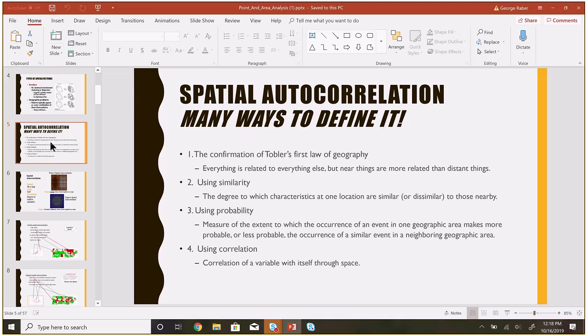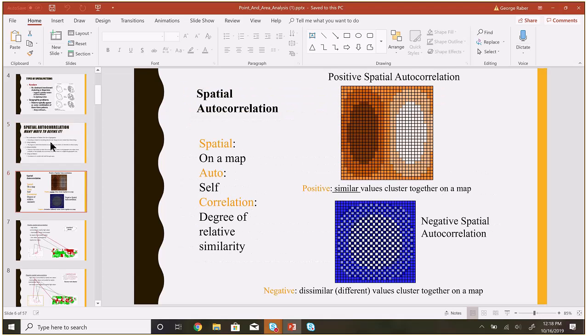Dr. Rainbow, yeah. They said that spatial autocorrelation in GIS helps understand the degree to which one object is similar to other nearby objects. Yes, that's what you're saying. So the auto means self, spatial means having to do with space, so if you can map it, it's spatial. And then correlation is degree of relative similarity.